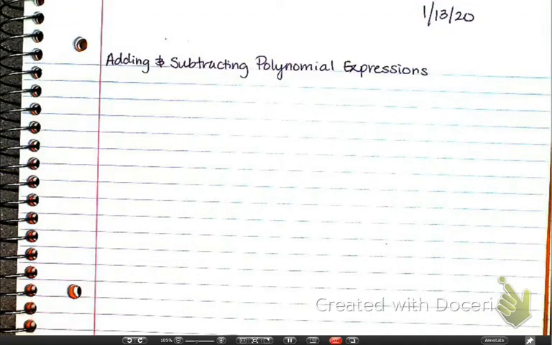So we are going to be adding and subtracting polynomial expressions. So let's break that down. We know how to add and subtract, right? Okay. What is a polynomial? Okay, I'll ask you an easier question. What's an expression? How do we know what an expression is? It doesn't have an equal sign. Okay, polynomial means there are multiple terms.